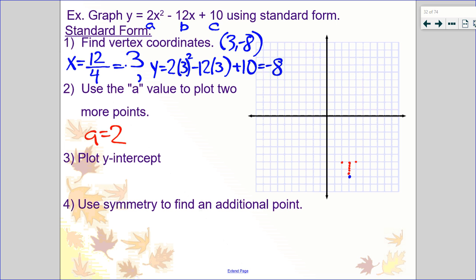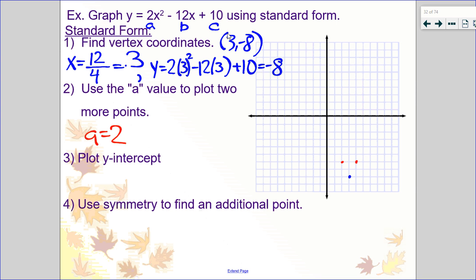Now we already have a pretty solid idea of what that parabola is going to look like. We have the vertex, which is in blue, and then we have those other 2 points that I reached by going up 2 and left, right 1. So you go up 2, left 1, and right 1.